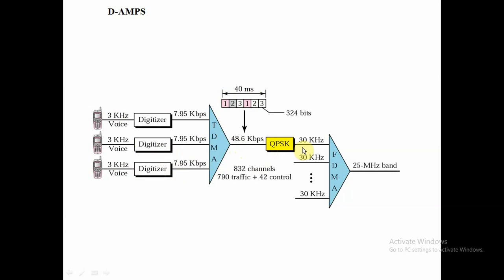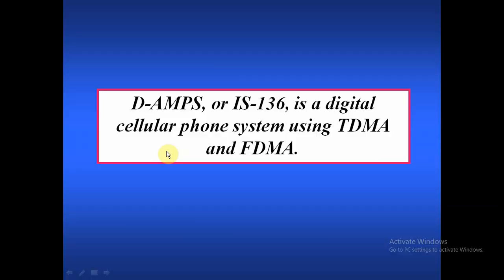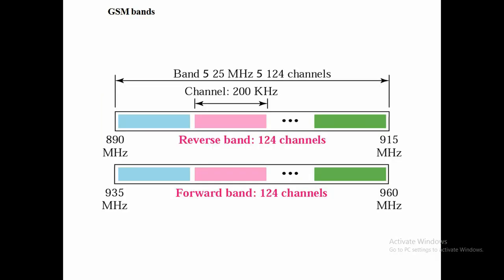The signals generated from the output of the PSK are 30 kilohertz, and again they will be divided into frequency slots. Almost it is framing 832 channels. Of the 832 channels, 790 are traffic channels and the remaining 42 are control channels. Digital AMPS, or Interim Standard 136, is a digital cellular phone system using TDMA, time division multiplexing, as well as FDMA.